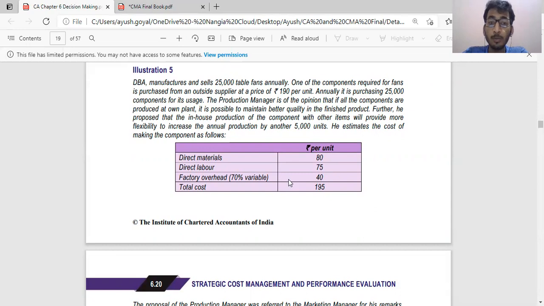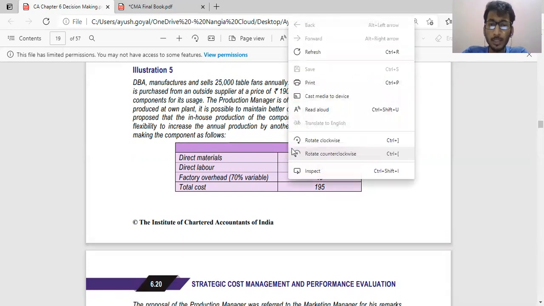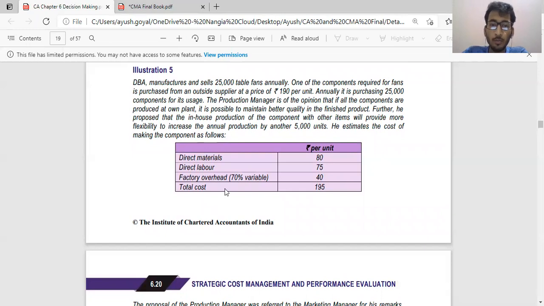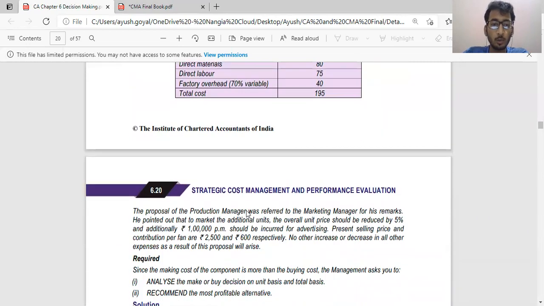He estimated the cost of making the component as follows. So basically, we were earlier purchasing the component at the rate of 190, but now the production manager proposed that we should make it rather than buying it. He told us the following are the costs related to the component. We are given the material cost, the direct labor cost, and the factory overhead, 70% variable. Basically, out of the 40 rupees, 70% is variable and the balance 30% is fixed. And total cost is given to us.